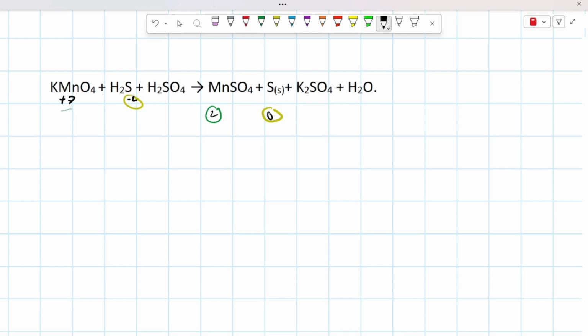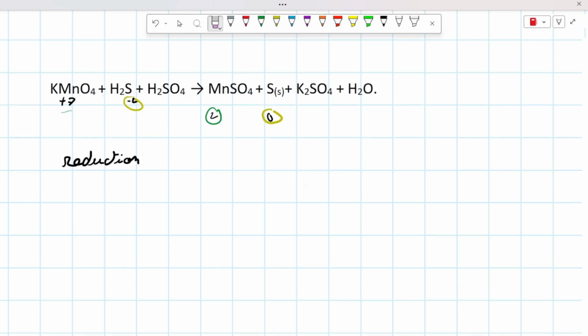Now we have to define what's a reduction and what's an oxidation. So a reduction is when the oxidation state of an atom becomes smaller. So here it will be for manganese, since it goes from +7 to +2. So we can write the reduction equation. Now it's important that we don't write KMnO4 becoming MnSO4, because those are not directly involved in the reduction equation.